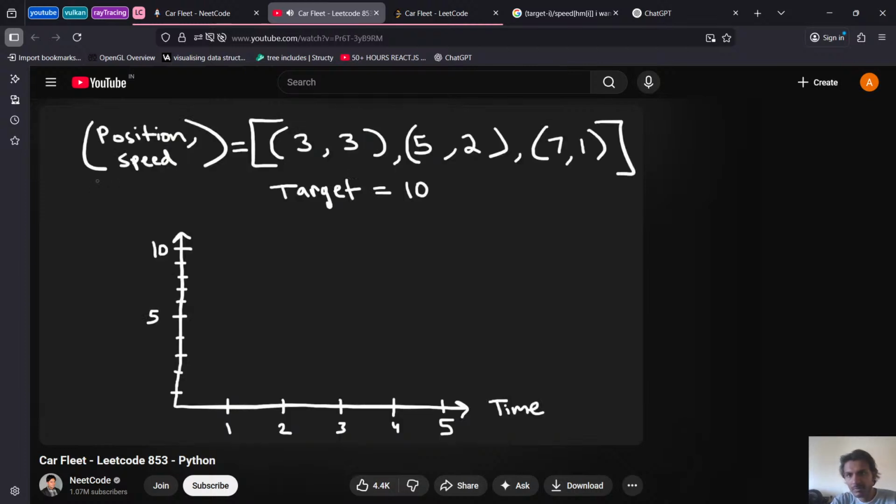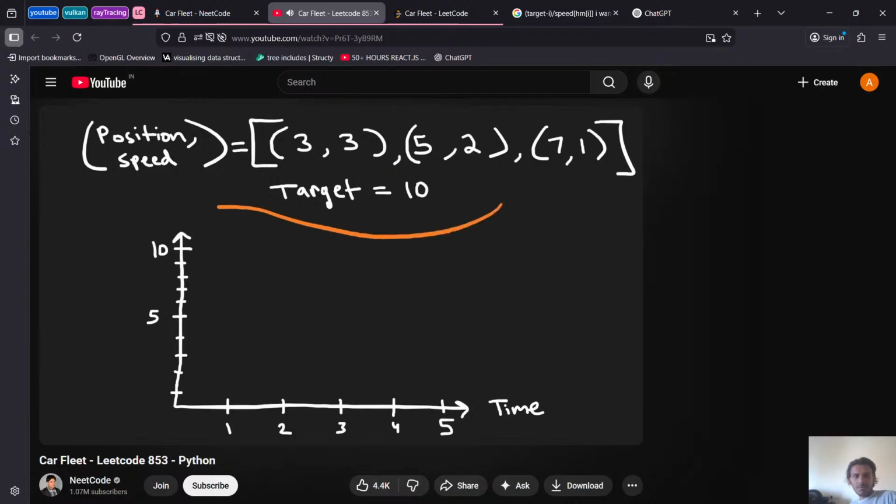Let's take a look at our own example. So here you can see I'm basically combining the two arrays that they give us. I know they give us a separate array for position and speed, but I'm just going to combine it into an array of pairs. So this pair represents, the first is the position, next is the speed. So this is at position 3 with speed 3. This is at position 5 with speed 2. This is at position 7 with speed 1. And our target in this case is 10.